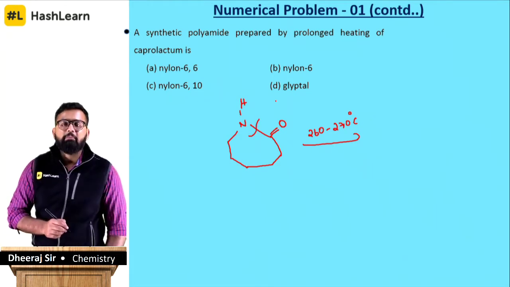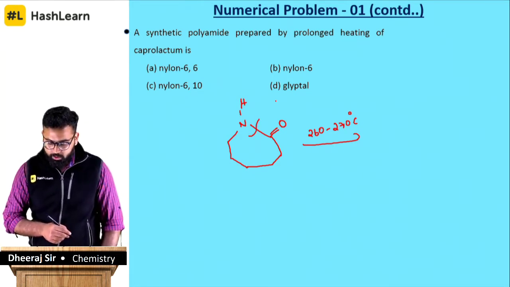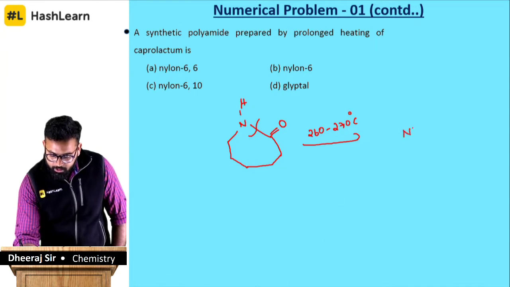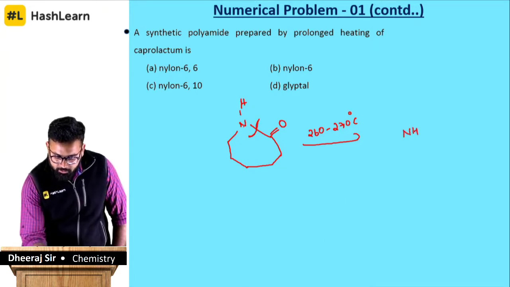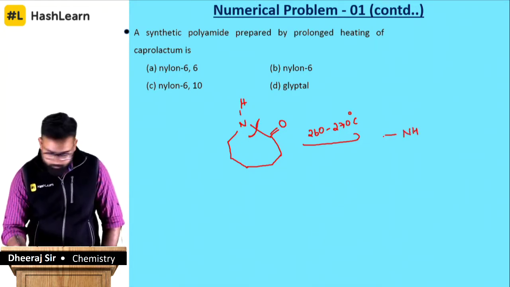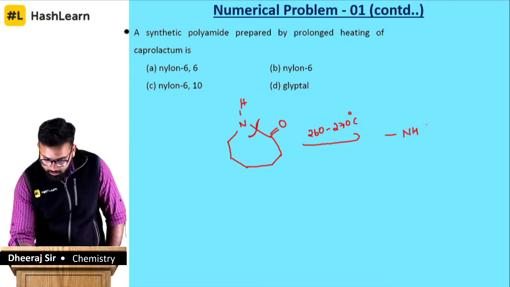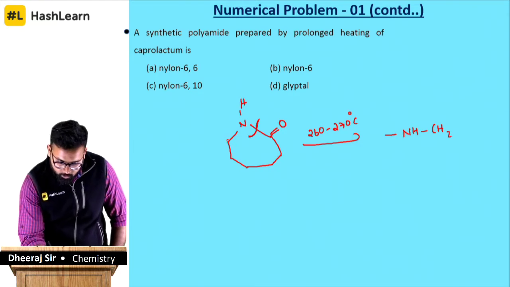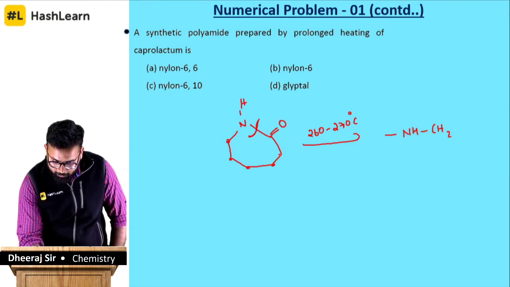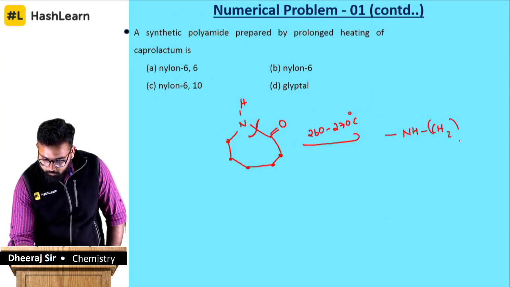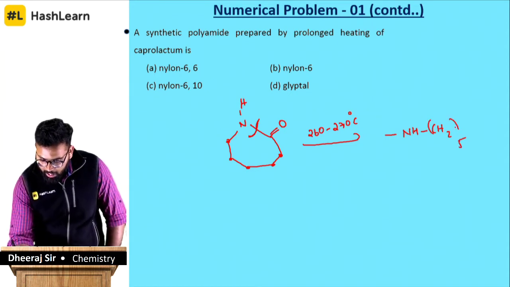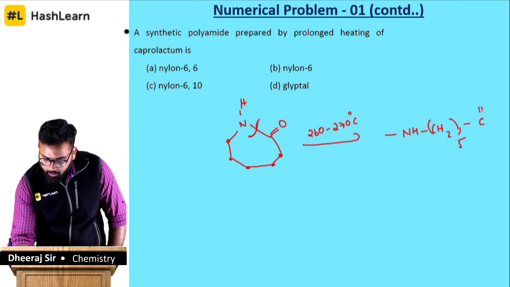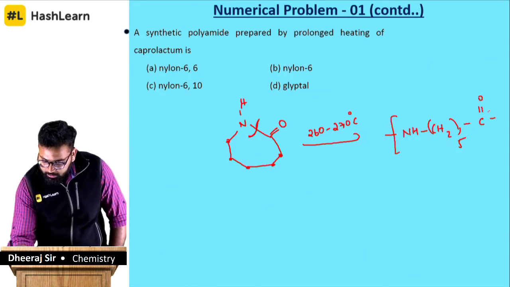Now if you heat caprolactam at around 260 to 270 degrees Celsius, this bond between nitrogen and carbon breaks. So you'll end up with NH. Since this bond is breaking, it will have a free valency, and you will have CH2 five times, and you will have C double bond O and a free valency.